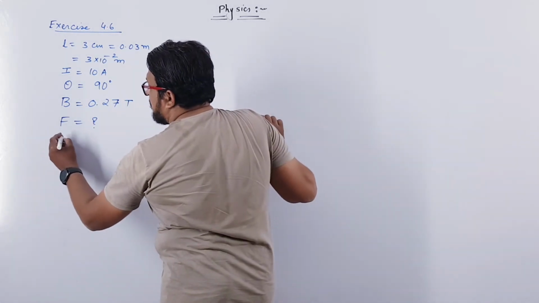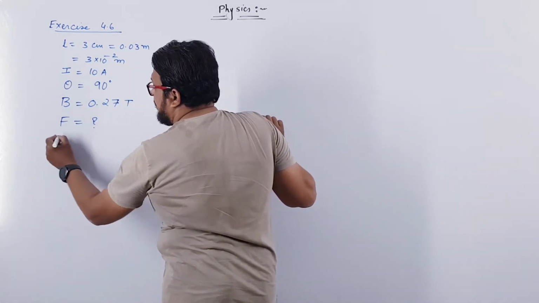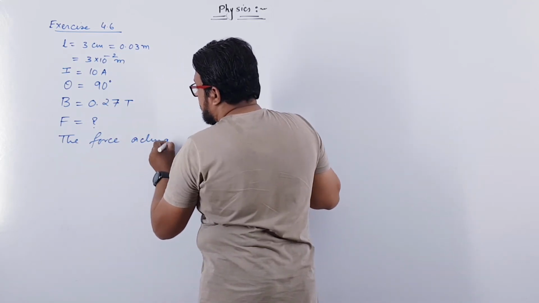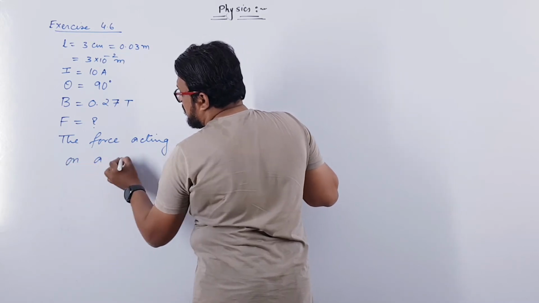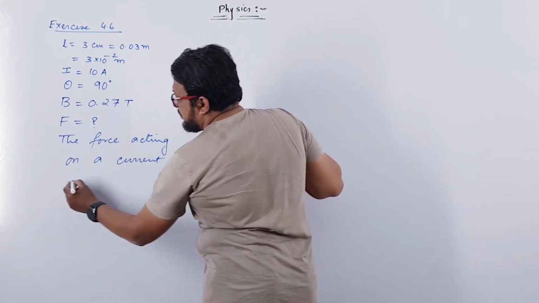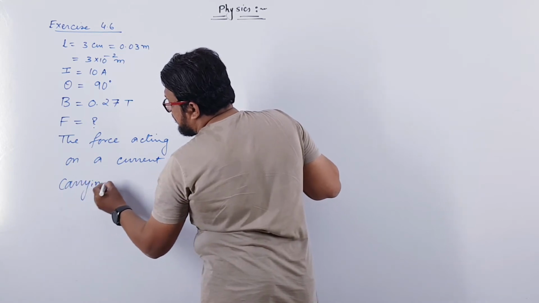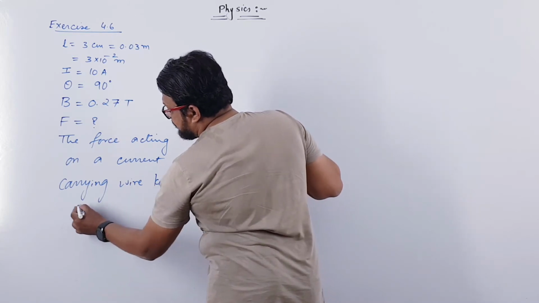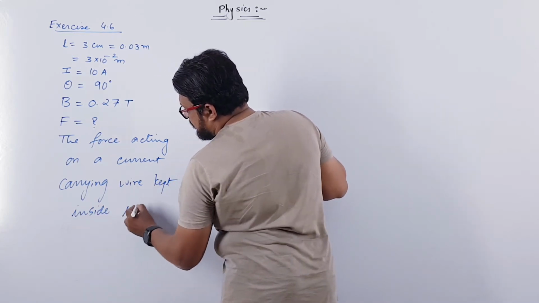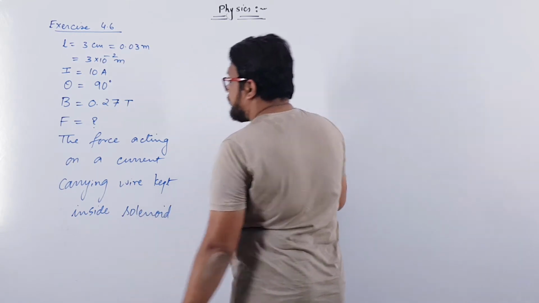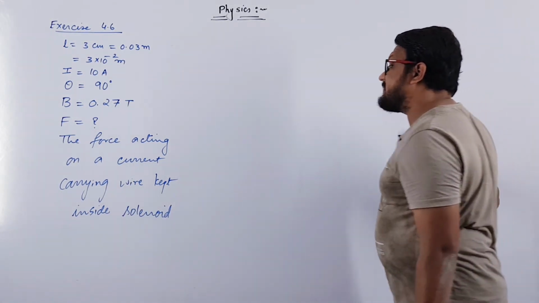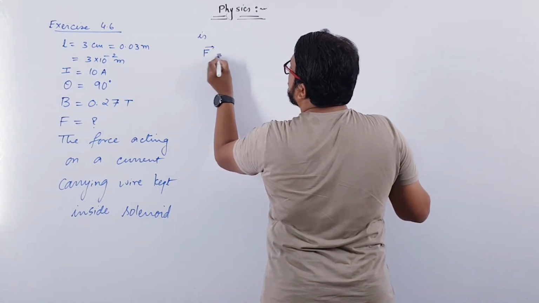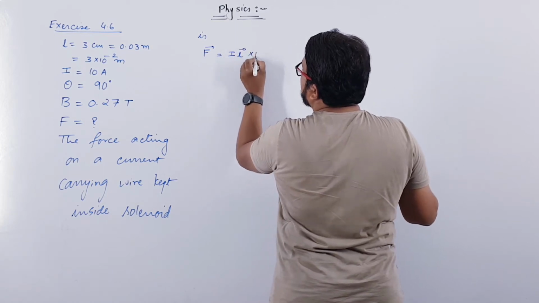So the force acting on a current carrying wire kept in a uniform magnetic field, the force acting on a current carrying wire kept inside the solenoid, is F equal to IL cross B.